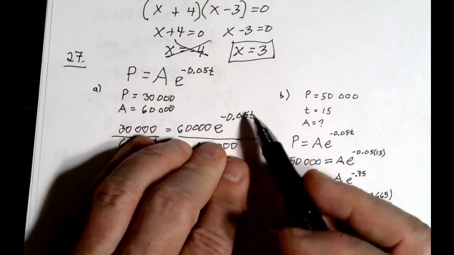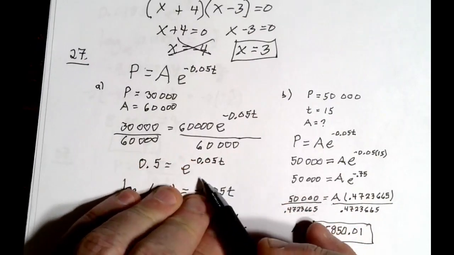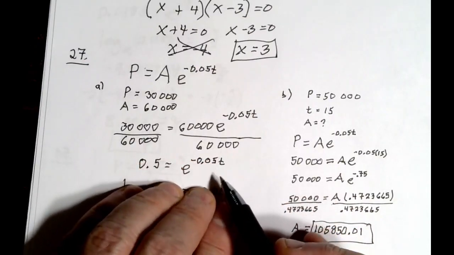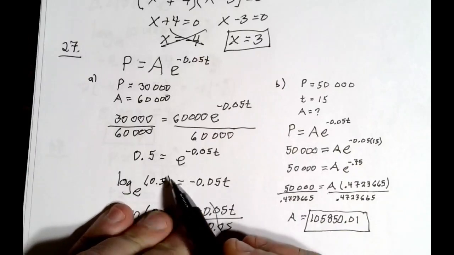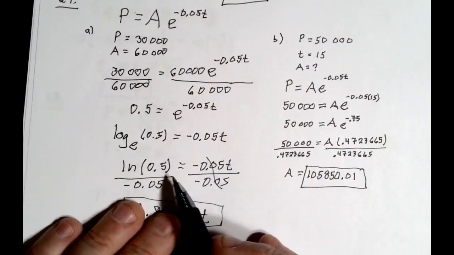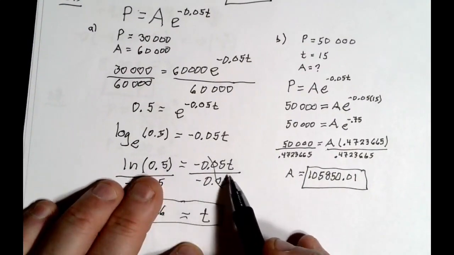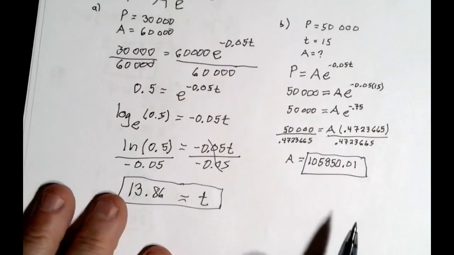Okay, now if you're going to solve that, you got to get this e to a power all by itself by dividing by 60,000, so you get 0.5 equals e to the x. Now you're ready to use the definition of logs. Log base e of 0.5 equals the exponent. And that's just ln of 0.5 equals this guy. Divide by -0.05, and you get your answer.